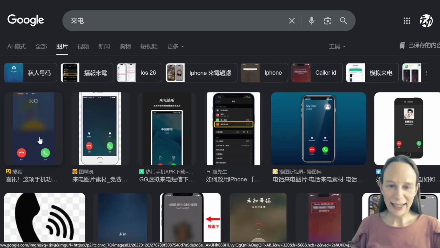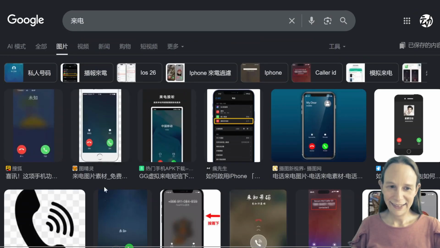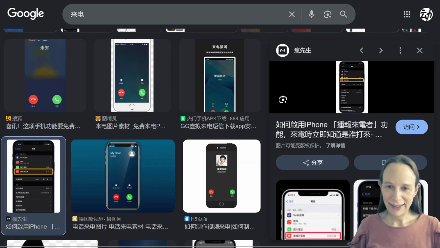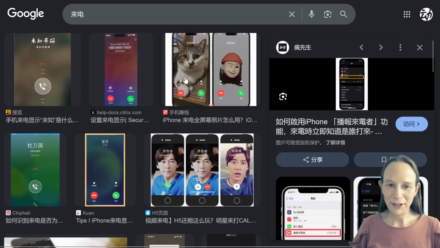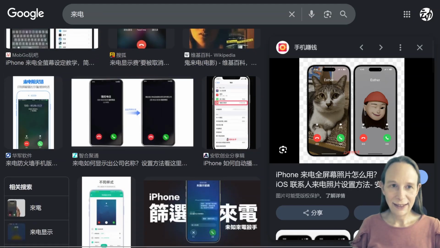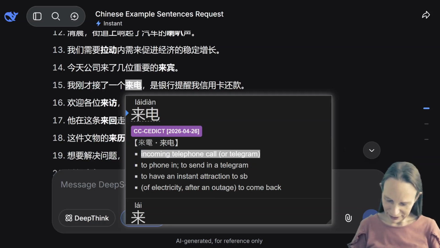Okay, 来电. Do people say this? Maybe. 来电者. 来电者. So that's a receiver, someone who is receiving a phone call. 来电, iPhone 来电全屏幕. All right, so this is what happens when you get a phone call. 来电. So is it a verb? 来电. Here it's used as a noun. Incoming telephone call. 来电. All right, let's have a look at the dictionary, see what it says.